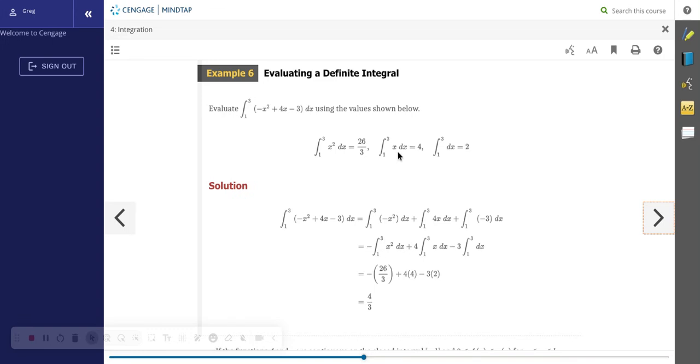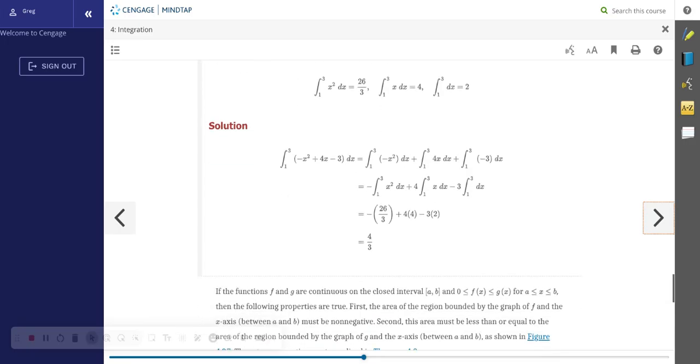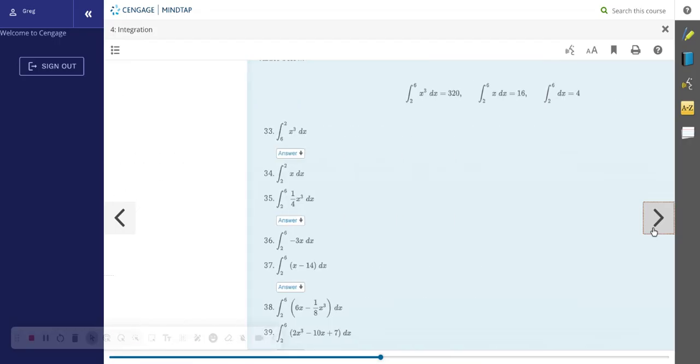Notice that in this one, they gave you the integral of x is 4. Well, this is 4x, so they factored the 4 out. This is where the 4 times 4 came from. Same with the 3 here. So that should be enough to get you started.